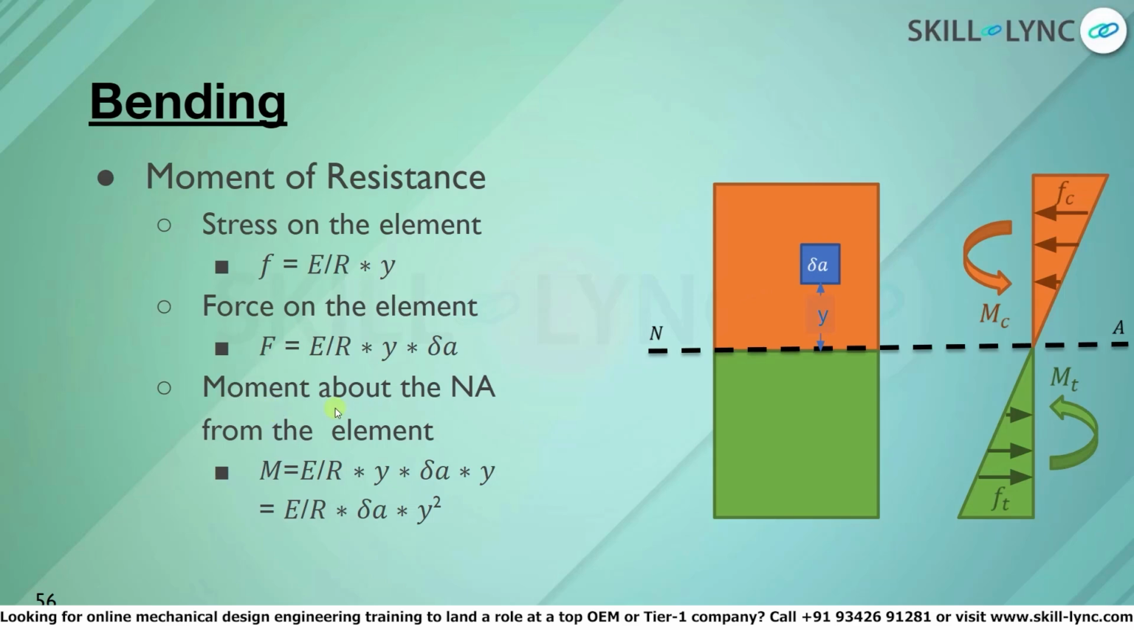As we've seen the force on the element, next we'll see the moment about the line NA. The element is at a distance of y from the line NA. If we have to find the moment, we know that the formula for moment is force into distance. We know that force is E by R into Y into del A, and the distance here is y. So finally we get a moment of E by R into del A into y square.